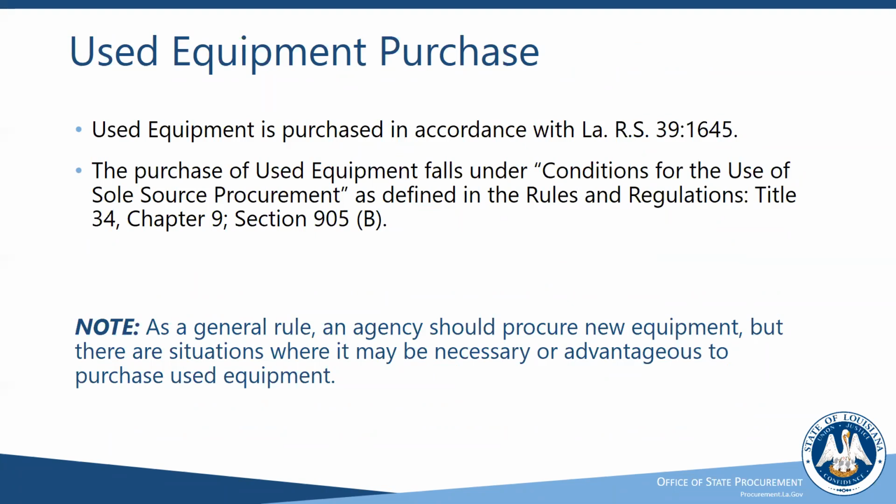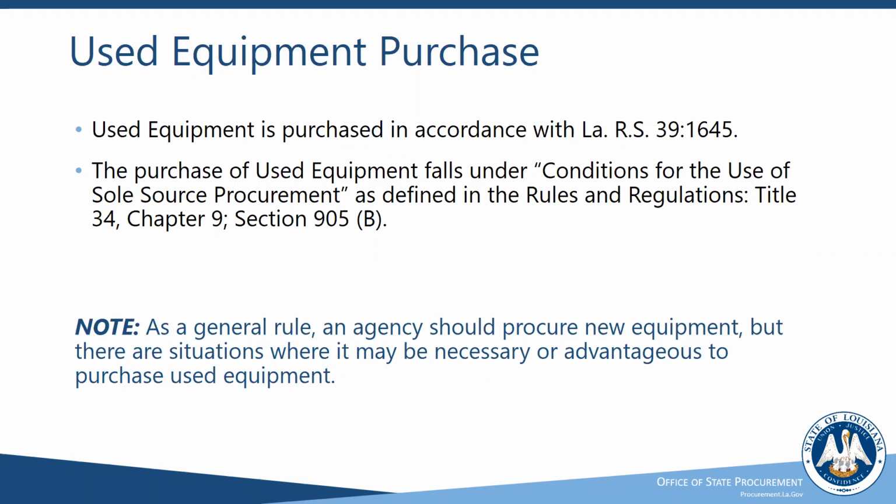All right, so moving on, we're going to talk about used equipment. One special type of sole source purchase that has its own set of procedures is used equipment. You can find the rules for used equipment under Louisiana Revised Statute 39:1645. And it states that the purchase of used equipment falls under the conditions for the use of sole source procurement, again, as defined in the rules and regs, Title 34, Chapter 9, Section 905, and it actually defines used equipment and then what all is needed for used equipment.